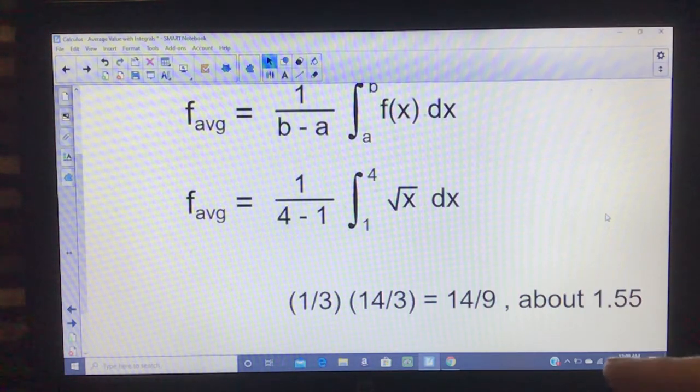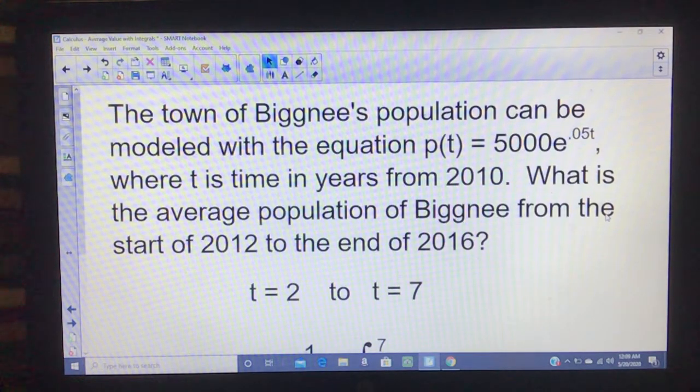Let's do one that at least is in context. So if you ever see it again, you know what it's used for. So in this case, we have a context. We're looking at the population of the town of Bigny. Ooh, that's just a coincidence. It wasn't like that town was named after anybody.